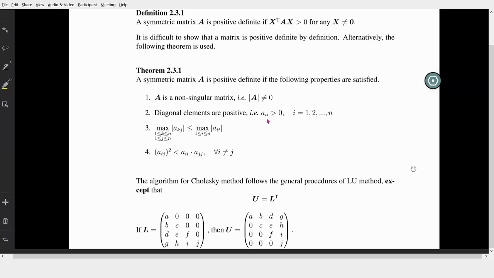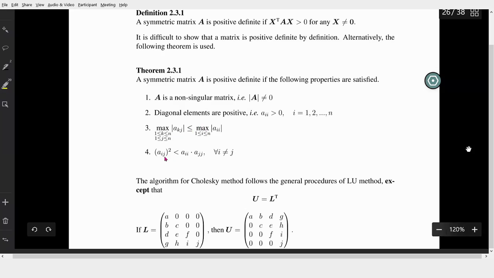Okay, so number 2. Number 3, the maximum of the absolute of AKJ. AKJ refers to the elements of your matrix A, except for the diagonal, because the diagonal is denoted by AII. So max AKJ here refers to the elements other than the diagonal. The maximum should be less than or equal to the maximum of the elements of the diagonal. I will explain number 3 later when we get to the example.